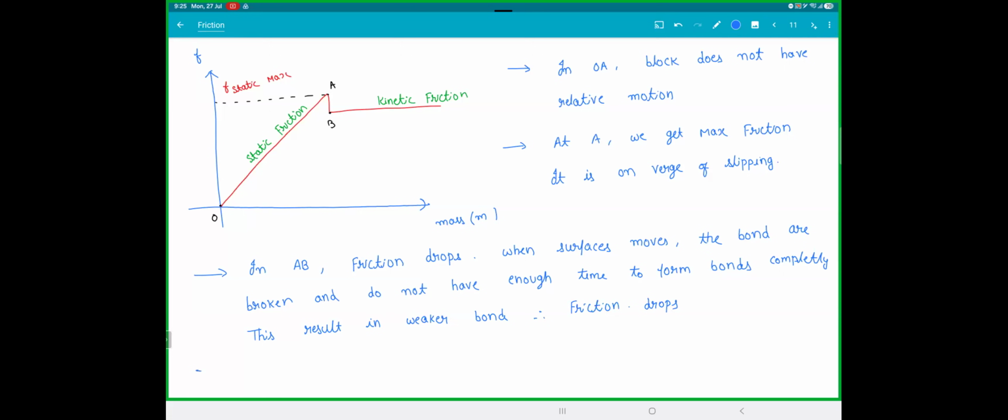And after B, the block is in motion. The friction has decreased and it will maintain that value. So the bonds are breaking and forming continuously, and these bonds are not really as strong as before. So the block moves and you get a constant friction value, which is lower than the maximum value. This friction is called kinetic friction because you're moving, or there's a relative motion.